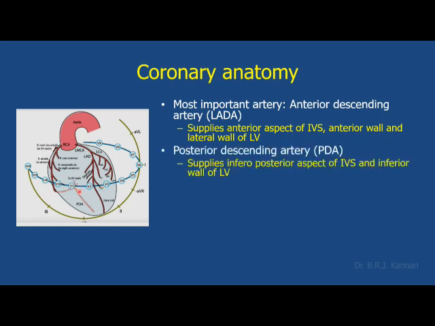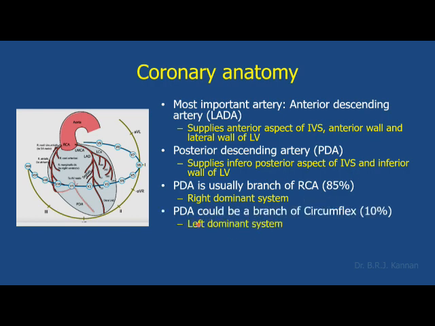This is the posterior descending artery. This is the anterior descending artery. This is the posterior descending artery. So the posterior descending artery supplies the inferior posterior aspect of the IVS and the inferior wall of the left ventricle. The posterior descending artery is usually a branch of the right coronary artery, as shown here. The right coronary artery comes here and becomes the posterior descending artery, and hence it is called a right dominant system, which is seen in 85% of individuals.